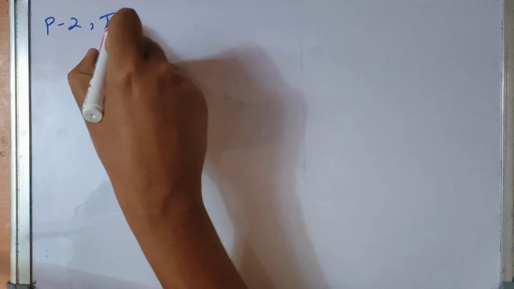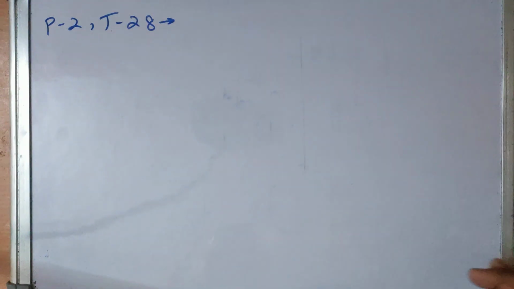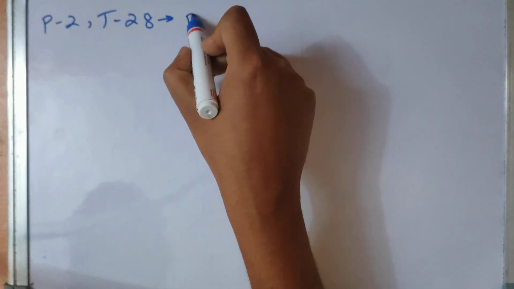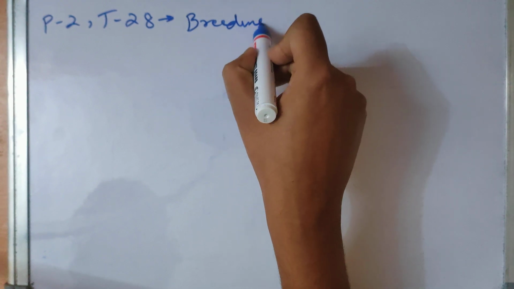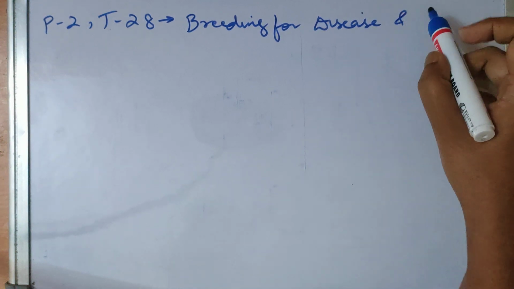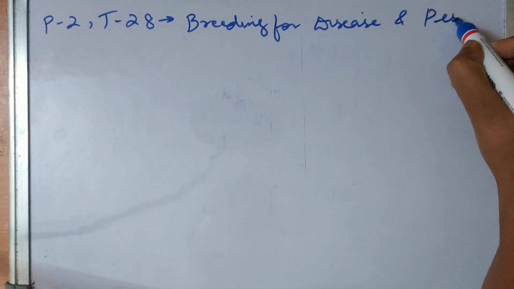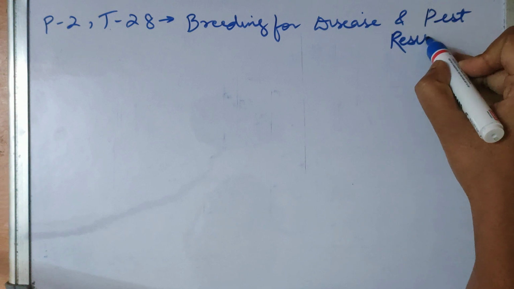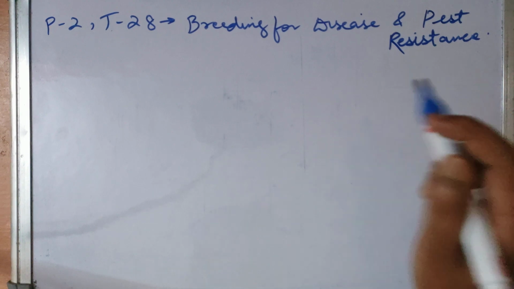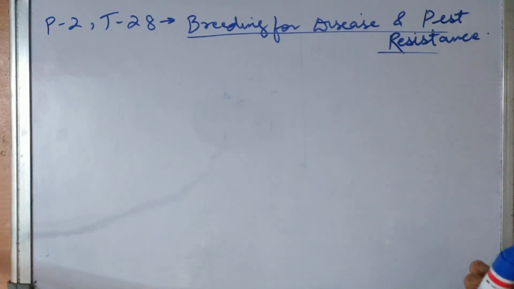So today we are going to discuss topic 28 of paper 2. Here we are going to discuss breeding for disease and pest resistance. This is the topic 28 of paper 2.